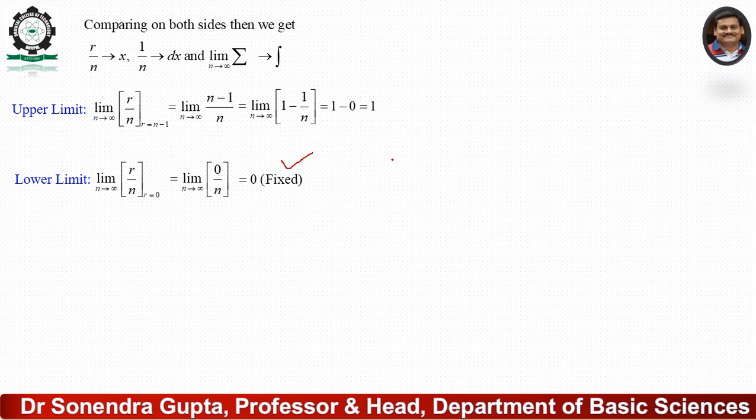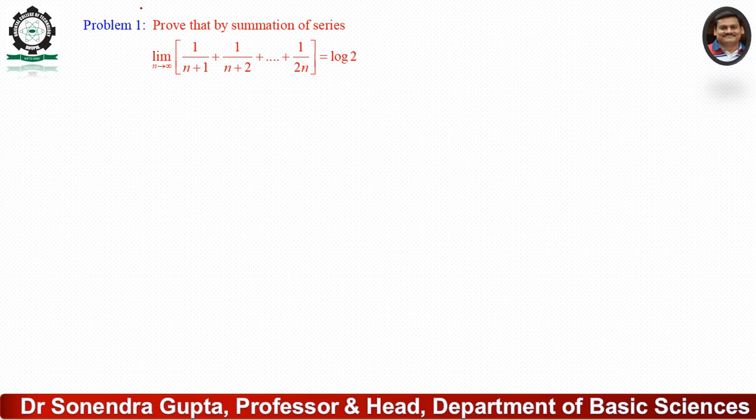Now we discuss some questions, then you will better understand how to solve summation of series problems. Number 1: prove by the summation of series that the limit as n tends to infinity of 1 upon n plus 1, plus 1 upon n plus 2, up to 1 upon 2n, equals log 2. Now we can prove how. First, the limit as n tends to infinity of 1 upon n plus 1, n plus 2, up to 1 upon 2n. Now we say this is the value of I.